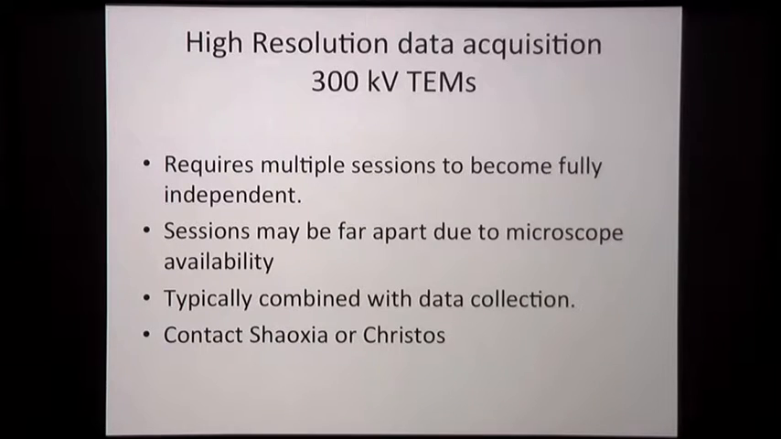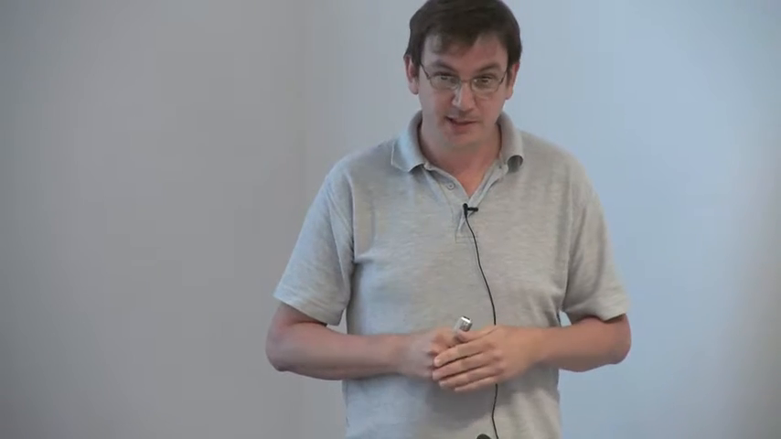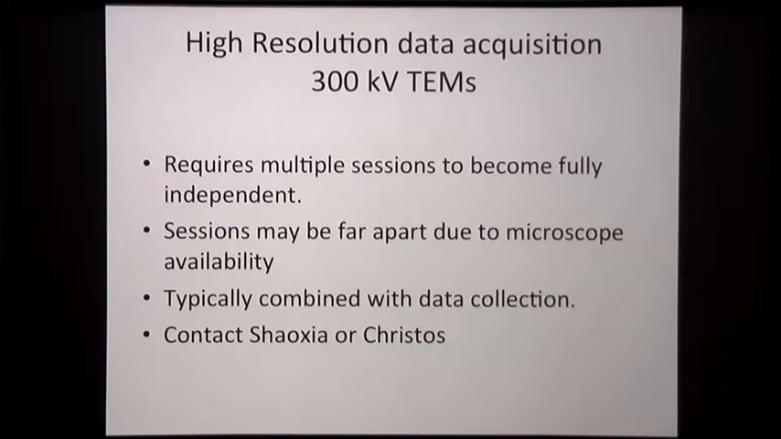Once you've got this down and you're more or less independent and you've got a nice optimized sample, then we can go on to the 300 kV instruments and start collecting some data sets. This will require multiple sessions to become fully independent. And like Shaoxia mentioned, we have a lot of users now. I think we have about 70 total users in the LMB and over 30 which use the 300 kV instruments. So there is a little bit of waiting time. I think the current time is about 3 weeks for the Polara and over 4 weeks for the Krios. So the sessions will probably be spread apart, but you will combine the training sessions with data collection.